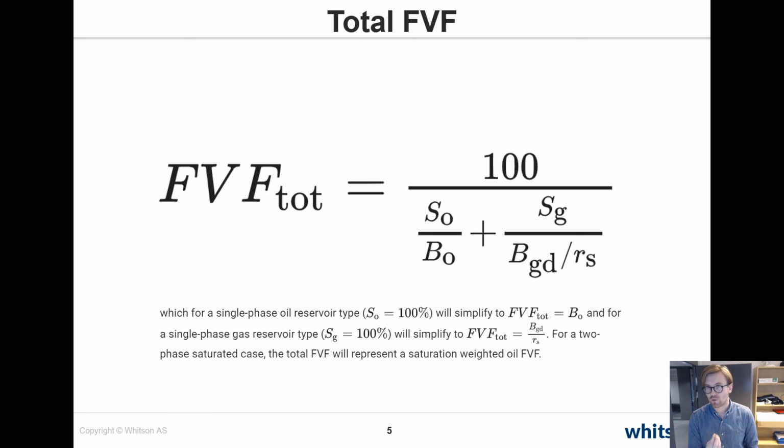It's called the total formation volume factor, and the equation looks like this. Just remember that the saturations here are given in percentage. For a single-phase oil, this equation would simplify to being B subscript O, which is what we know. And for a single-phase gas system, it simplifies to BGD over little rs, which we learned about last week. So it makes sense. And for a two-phase saturated case, let's say we have two phases down in the reservoir, the total formation volume factor will represent a saturation-weighted oil formation volume factor.